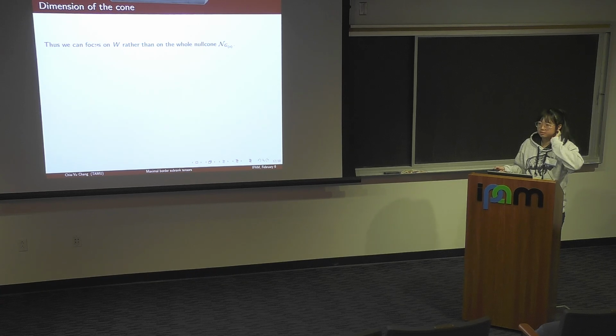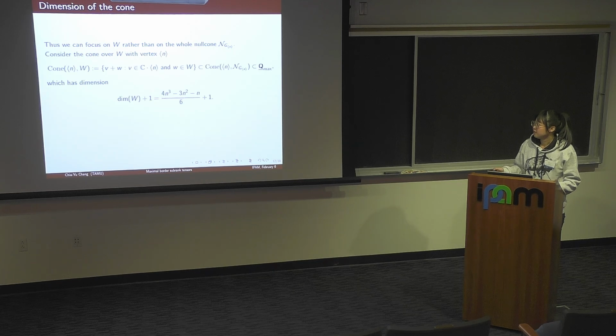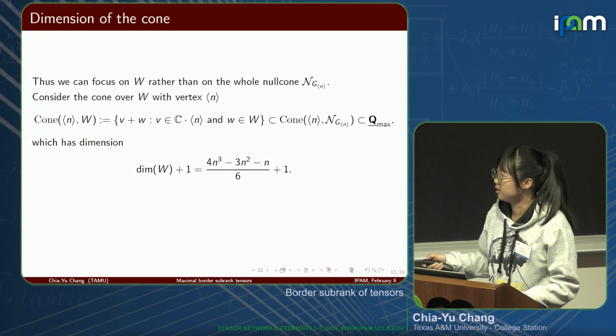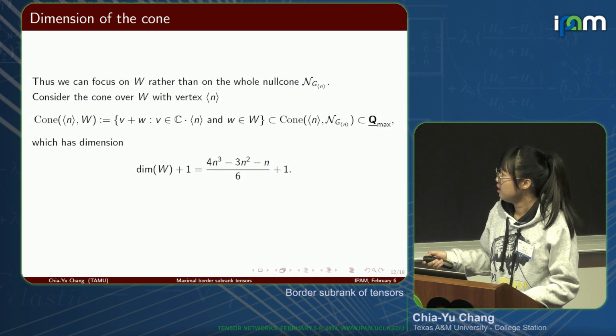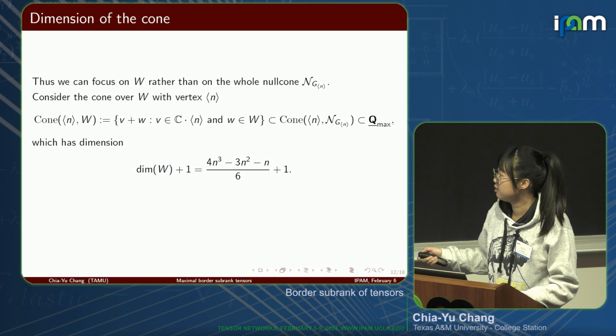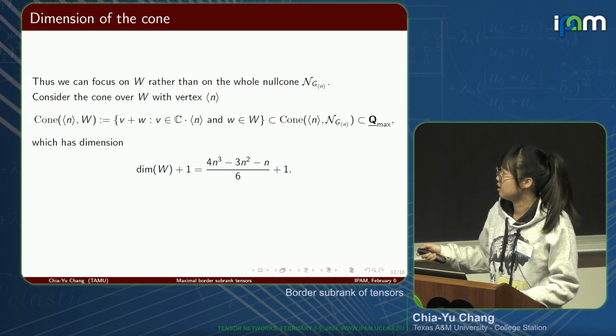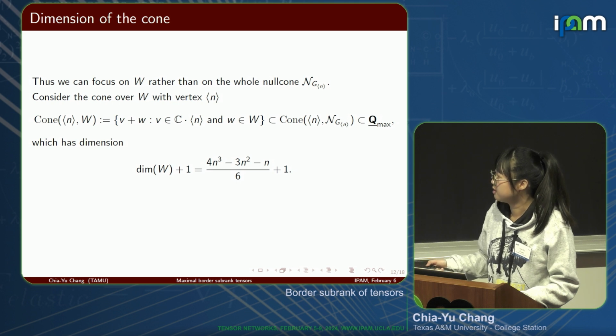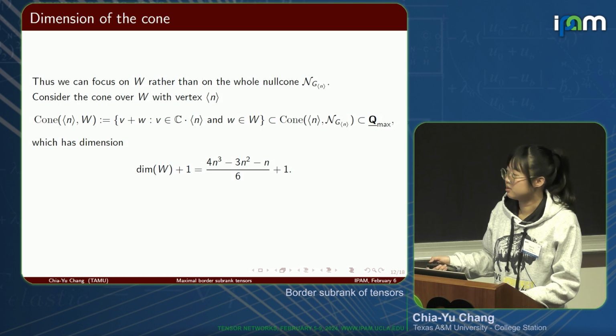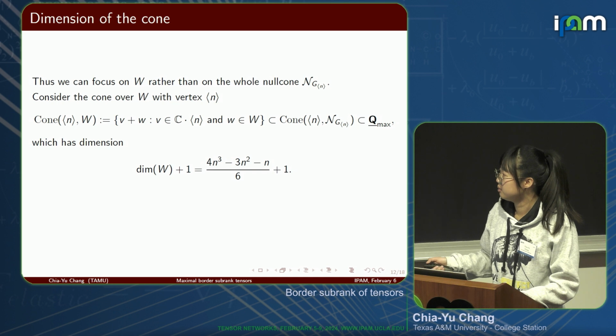So now we focus on W rather than the whole neural cone. We also consider the cone over W with vertex on the unit tensor. It is defined as the set of all vectors v plus w, where v is some scalar multiple of the unit tensor and w is in W. So it is a subset of the cone over the neural cone of the symmetric group with vertex the unit tensor. So it is also a subset of the set of all maximal border subrank tensors. And the dimension of this cone is equal to the dimension of W plus 1. So this is the dimension of W, n cubed minus 3n squared minus n divided by 6, plus 1.